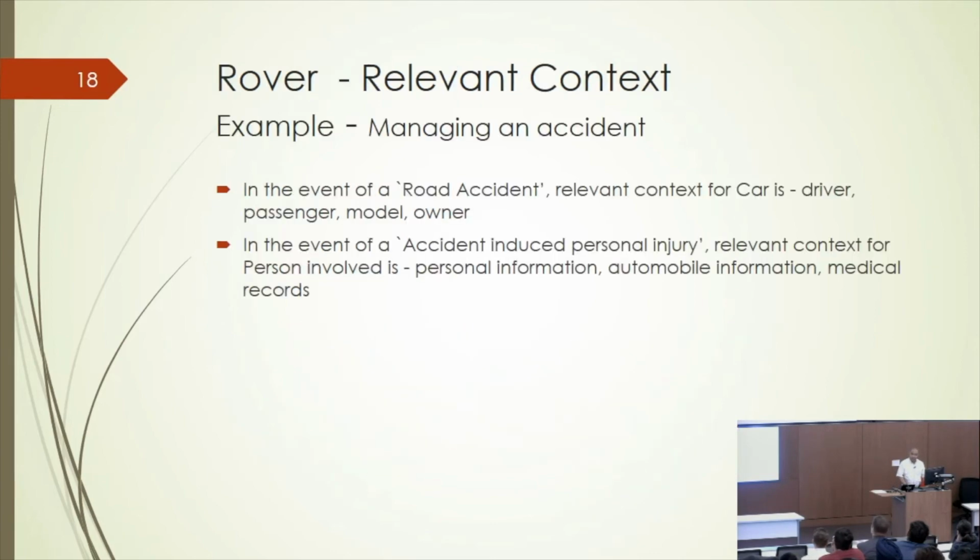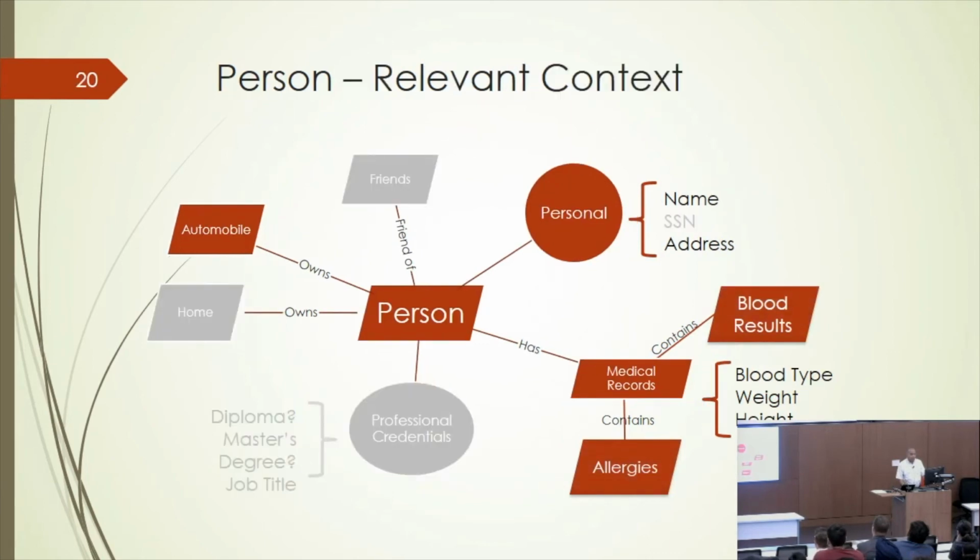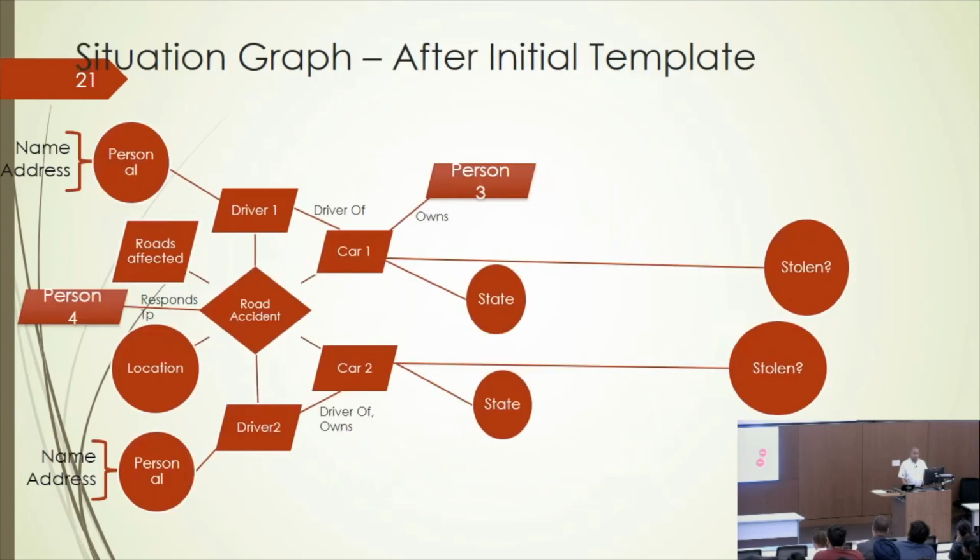First one that we built, this is the third version of that, is to bring the relevant context into account. As I mentioned earlier, context can be a heck of a lot of things. So here is an example of a road accident. And clearly we have a model of a person, a template. But relevant to this accident, we only require medical records and maybe some personnel information and what automobile they might own. So here is a situation graph, initial template.